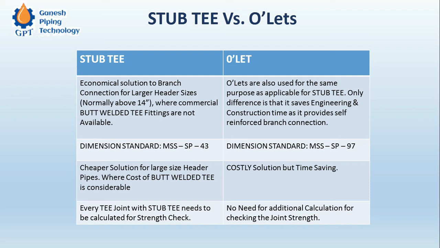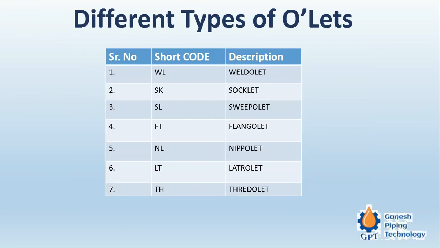Every T joint with stub T needs to be calculated for strength check that we have already seen, and the RF pad calculation we have to do. And for OLED, it is not required, and that is why it is called self-reinforced fittings. So we have planned a series of videos on each type of OLED.